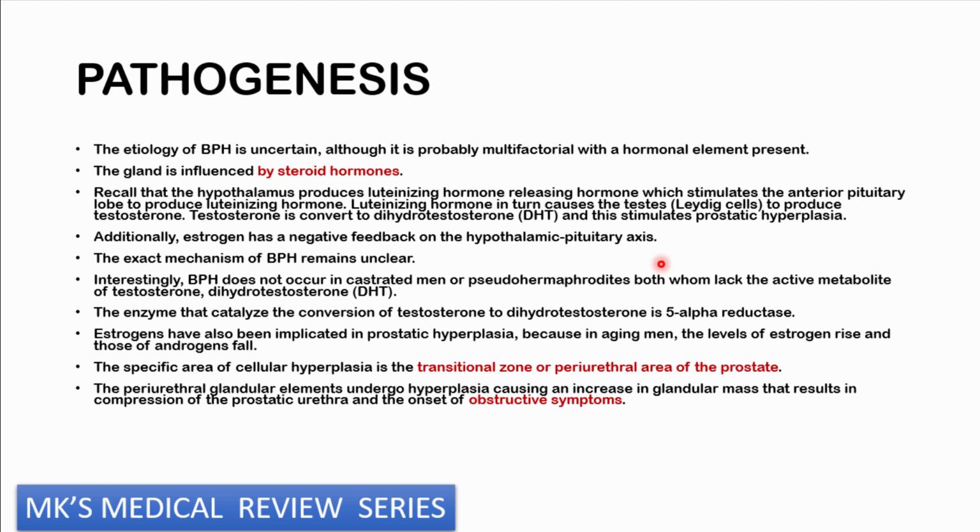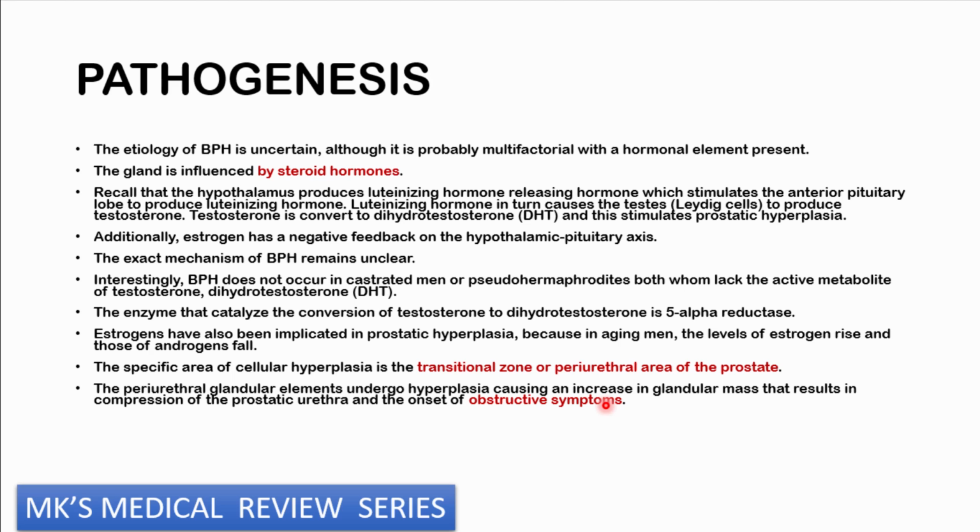Then remember that estrogen also has been implicated in prostatic hyperplasia because in aging men, there's actually a rise in estrogen and a fall in androgen levels. So this imbalance between a rise in estrogen and a fall in androgen levels actually stimulates the enlargement of the prostate. And most of the cellular hyperplasia is going to be happening at the transitional zone, or what is referred to as the periurethral zone.